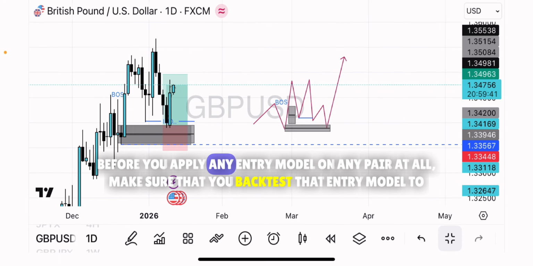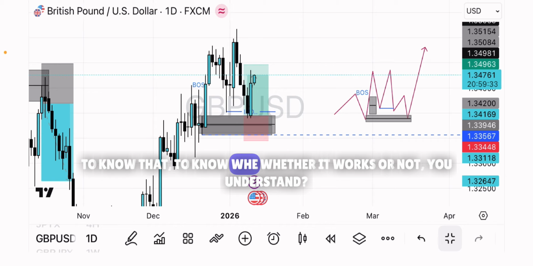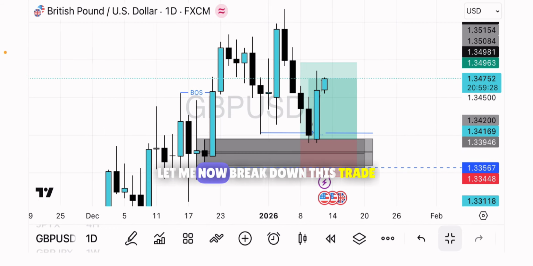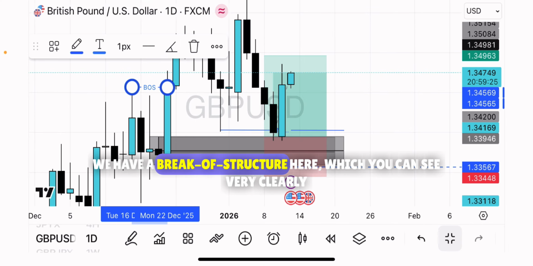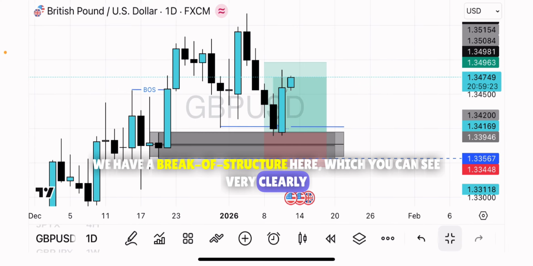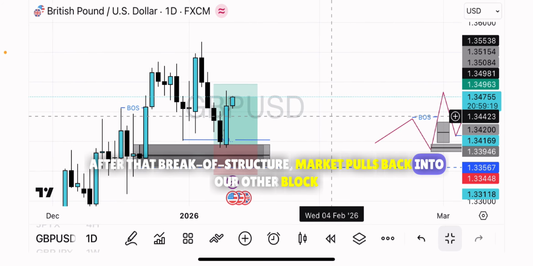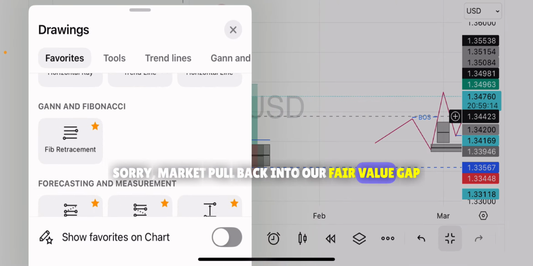Before you apply any entry model on any pair at all, make sure that you backtest that entry model to know whether it works or not. You understand? So what do we have here? Let me now break down this trade. We have a break of structure here, which you can see very clearly. After that break of structure, market pulls back into our fair value gap.